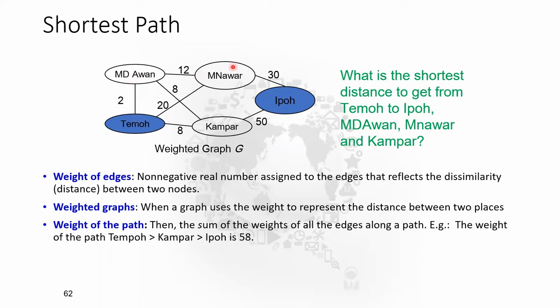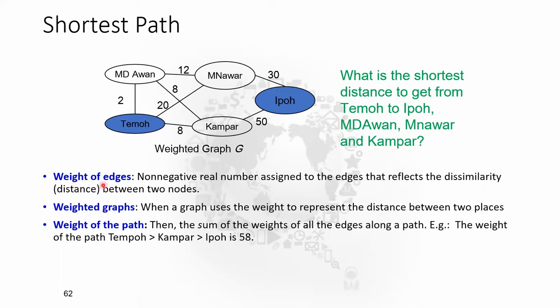Each of the edges here has a weight. So let's say I want to go from Thermo to M Nawar. I need 20 kilometers. But if I follow Thermo to MD Awang, then to M Nawar, I only need 14 kilometers, because 2 plus 12 gives 14. It's actually shorter than going straight from Thermo to M Nawar. So this will probably be the best route.